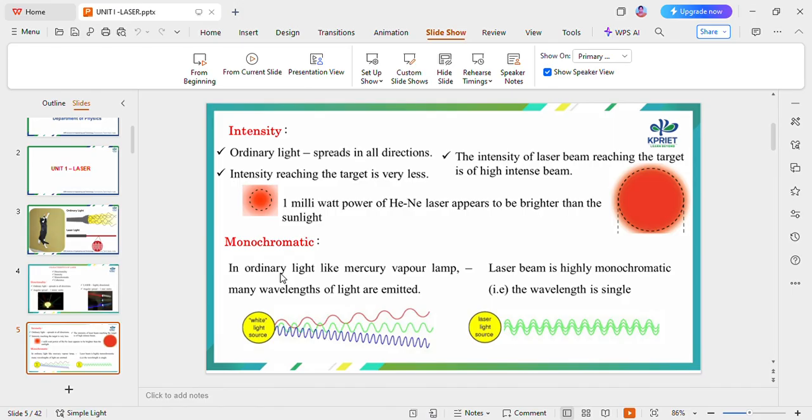Laser light is highly monochromatic and the wavelength is single, that means single color. Whereas ordinary light, like a mercury vapor lamp, emits many wavelengths of light.